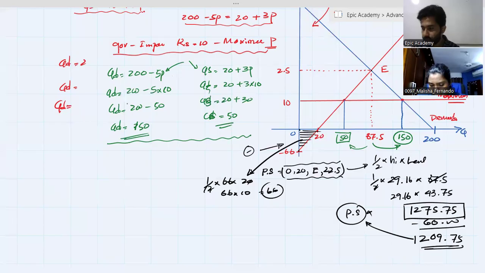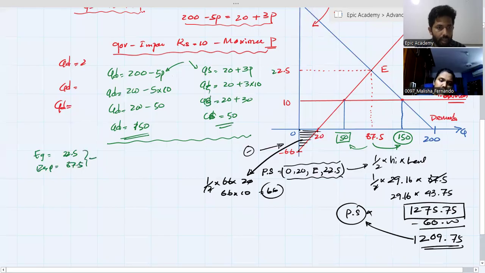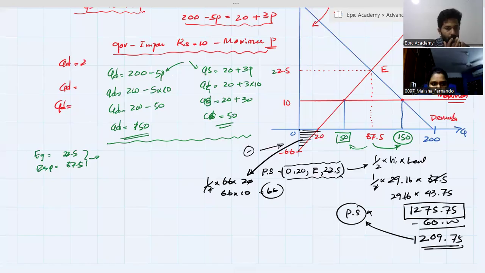Now you can identify the earlier equilibrium price was 22.5, isn't it? Yes. Equilibrium quantity was 87.5. In that position, the expectation of the demand party and the expectation of the supply party was mutually agreed: same quantity and same price. So there is no excess demand or excess supply at that point.